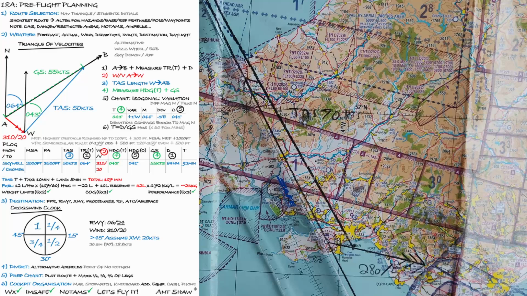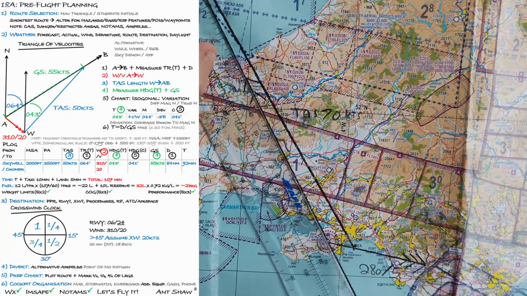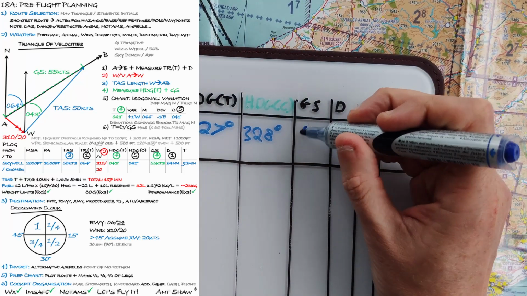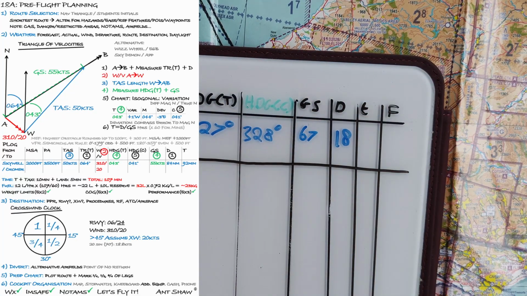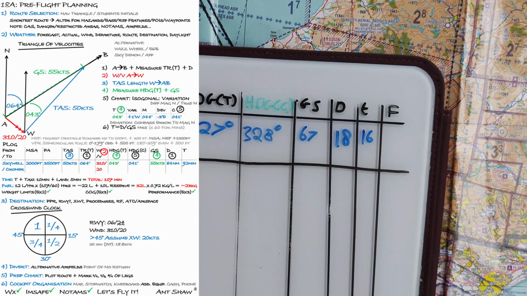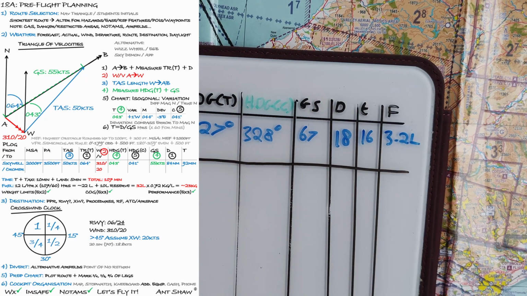So the ground speed is where it intersects here to where Swansea is, 67. We put our ground speed in here, 67 knots. Then we do time, distance over speed, times 60, 16 minutes. We burn 12 litres of fuel an hour, 3.2 litres of fuel.